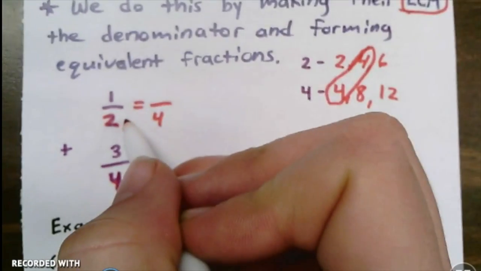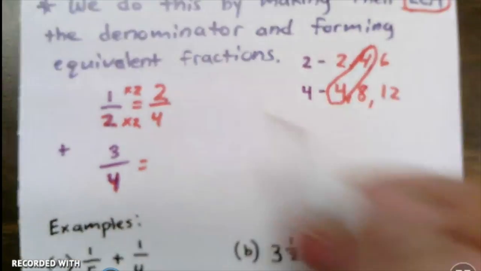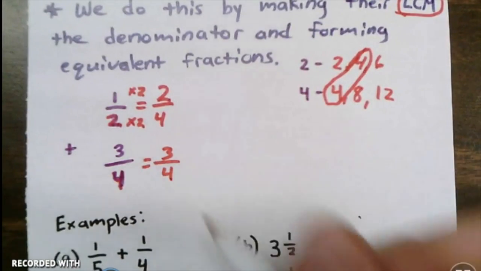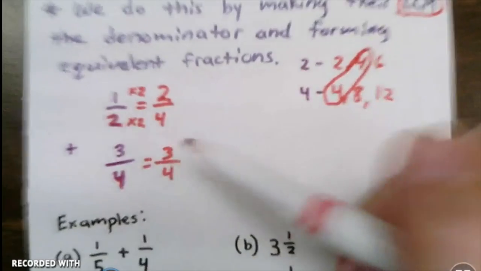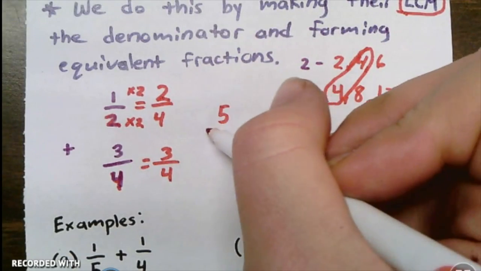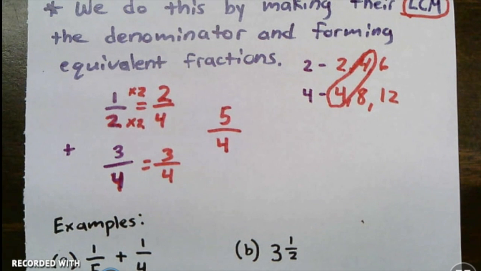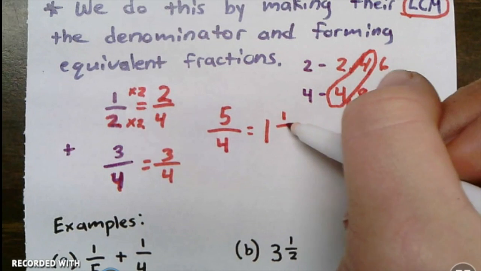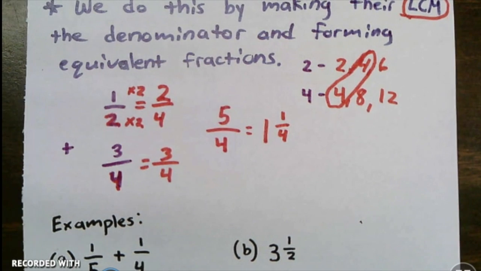2 times what is 4? 2 times 2. So then 1 times 2 is 2. So 1/2 becomes 2/4, and 3/4 can stay just as it is. Now I'm ready to add. I'm going to add the numerators first. 2 plus 3 is 5, and the denominator stays the same. And I'm not completely done yet because 5/4 is an improper fraction. I want to simplify it. So 4 goes into 5 one time with 1 left over. So it simplifies to 1 1/4. 1/2 plus 3/4 is 1 1/4.